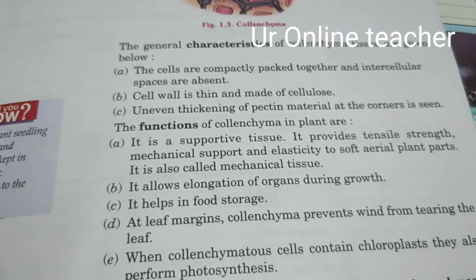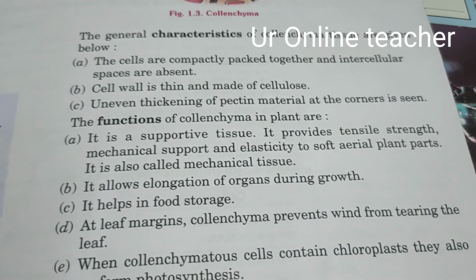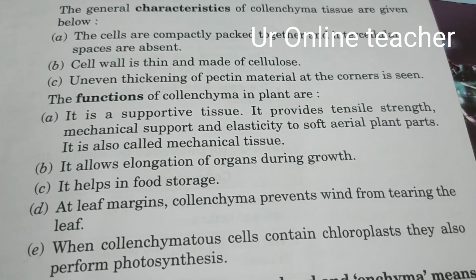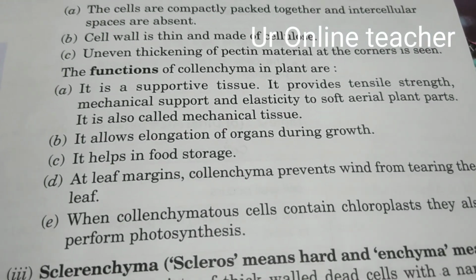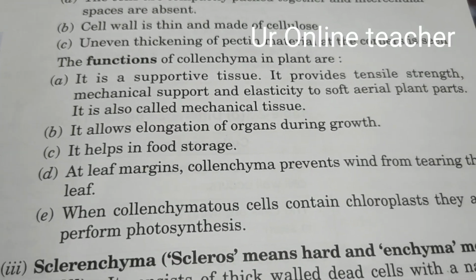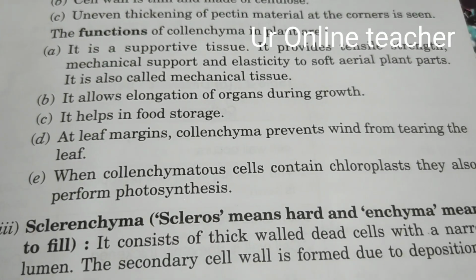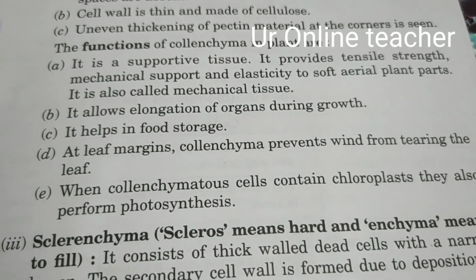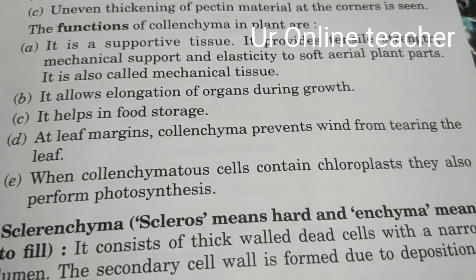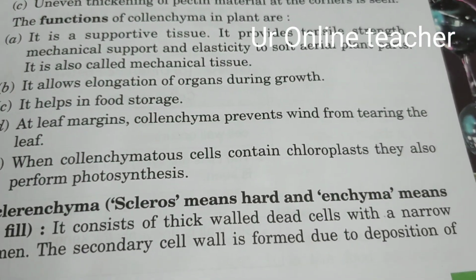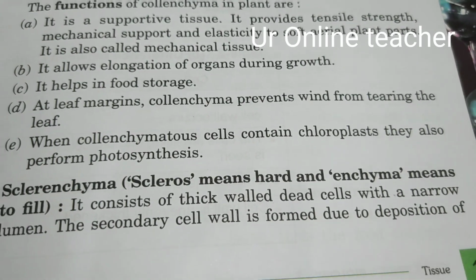Then what is its function? It is supportive in nature. It also helps to support tissue. It will give strength, mechanical support, tensile strength and elasticity to the aerial plants. So it is called mechanical tissue. It also allows elongation of organs during growth, and it also helps in food storage. It helps in preventing the tearing of leaves. When more air is coming, it helps not to tear the leaves because of the sticky nature, and it also helps the chloroplasts to perform photosynthesis.